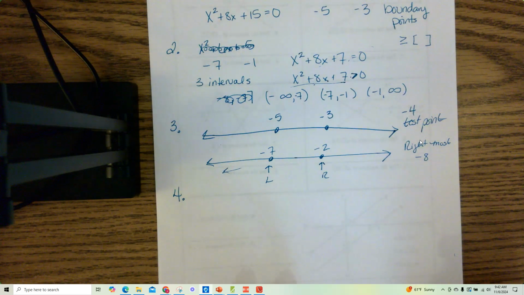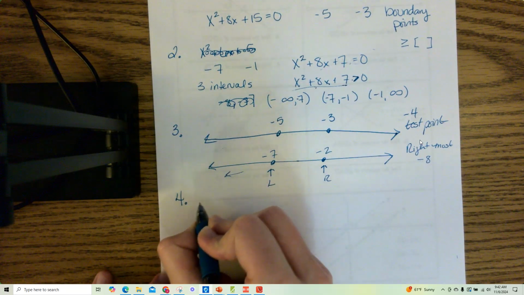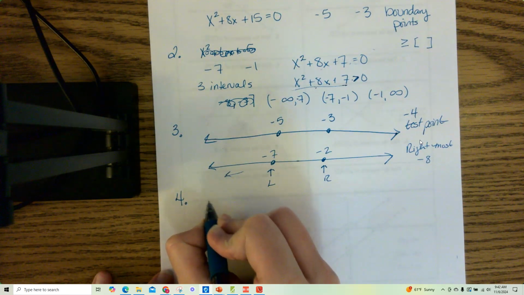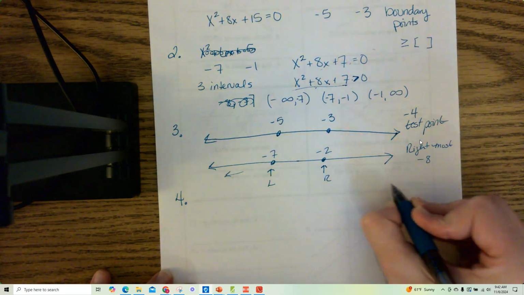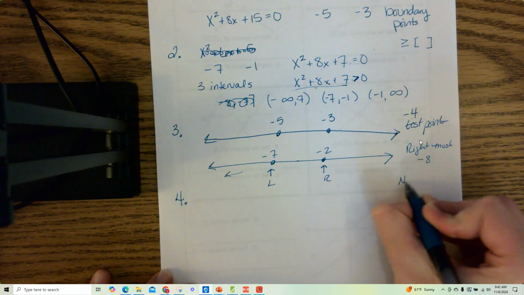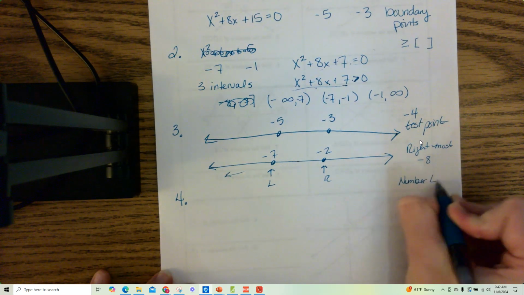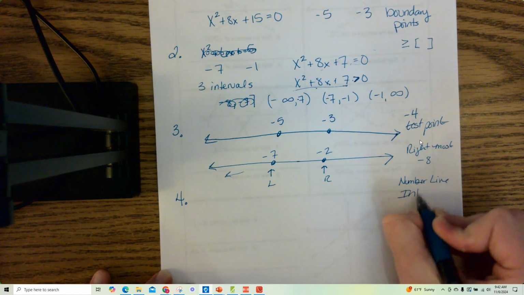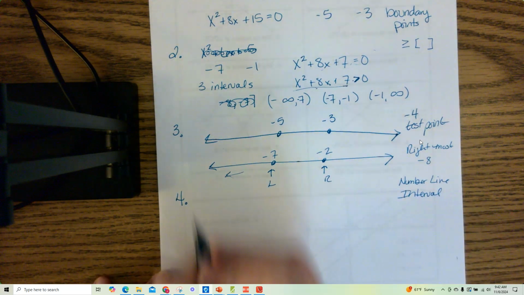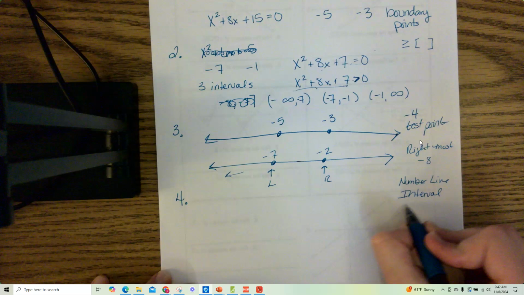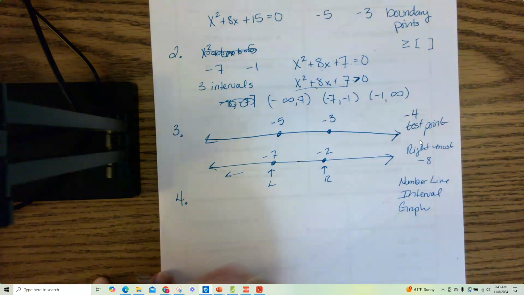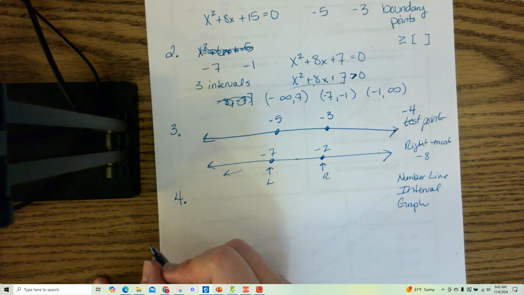All right, number 4. Solve the polynomial inequality and graph the solution set on a real number line. Express the solution set in interval notation. Okay, so we're going to do a number line, and then interval notation, and the graph. What's the graph on the number line? I have no clue.